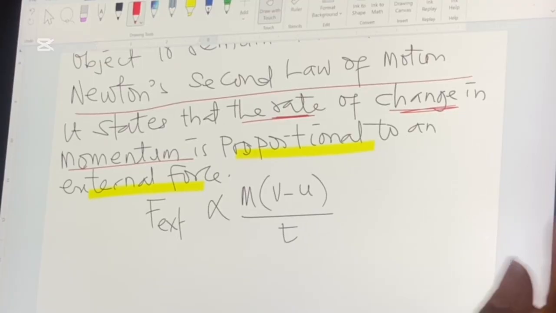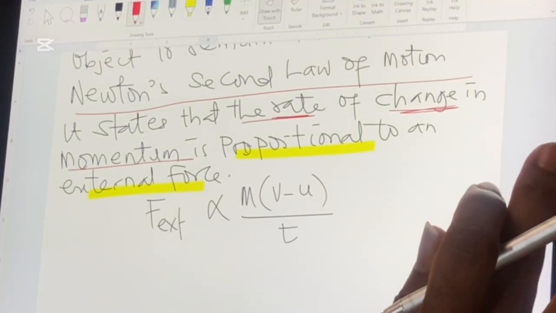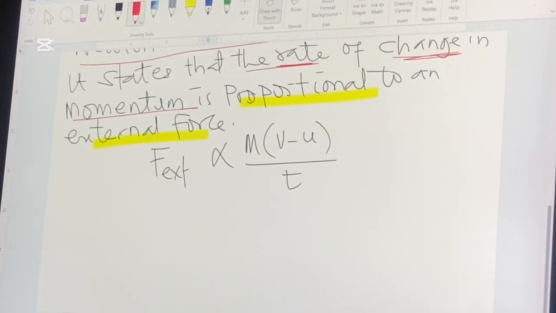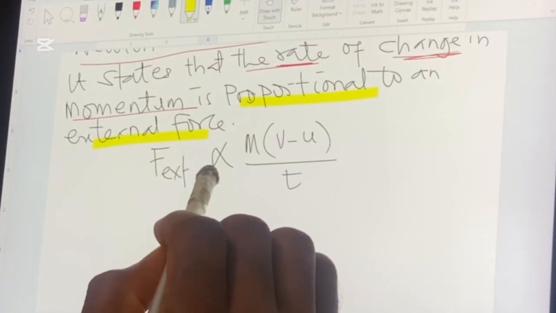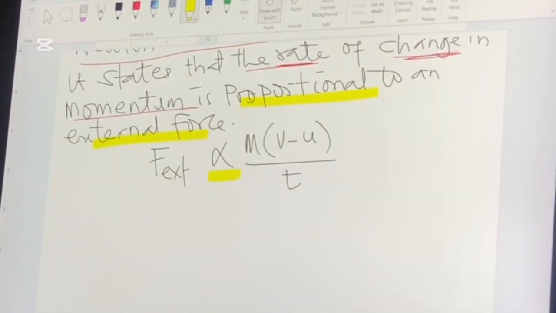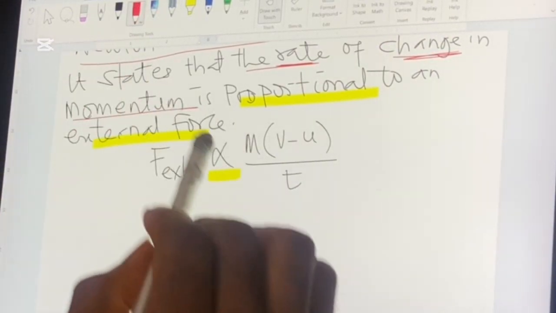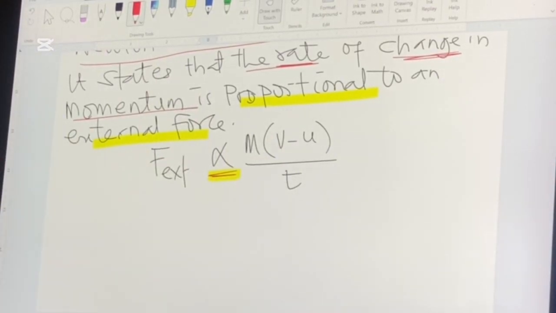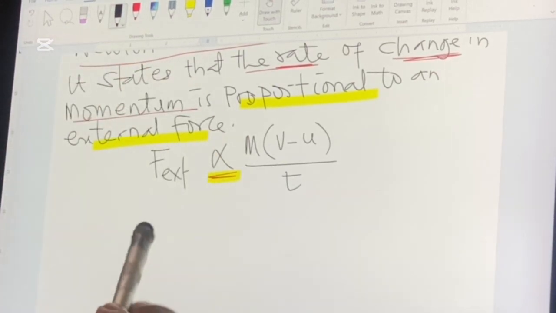Please take note. In a mathematical expression under variation, whenever you have this proportionality, for you to simplify that formula, you remove the sign of proportionality. And to remove the sign of any proportionality, we introduce a constant value. Now let's introduce a constant value here.